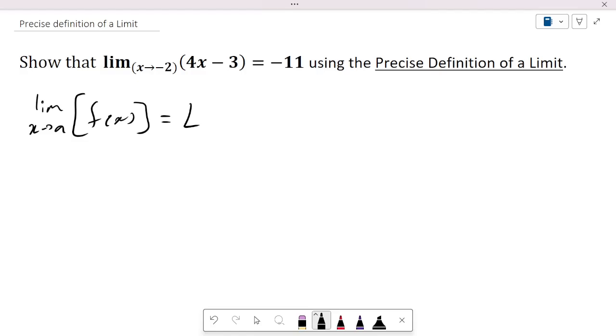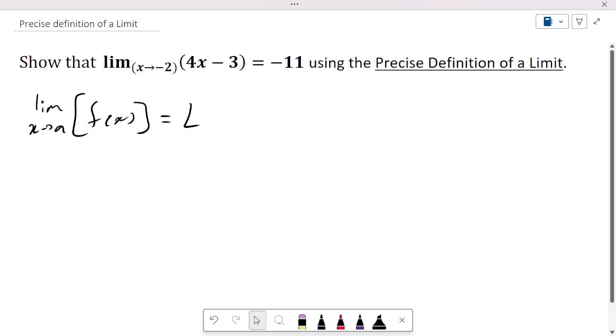which is equal to our limit value, right? And in this case, this is our function value over here. Okay, and then this negative 11 will be our limit value, and this negative 2 is our a value. Now what do we know about our definition of a limit?